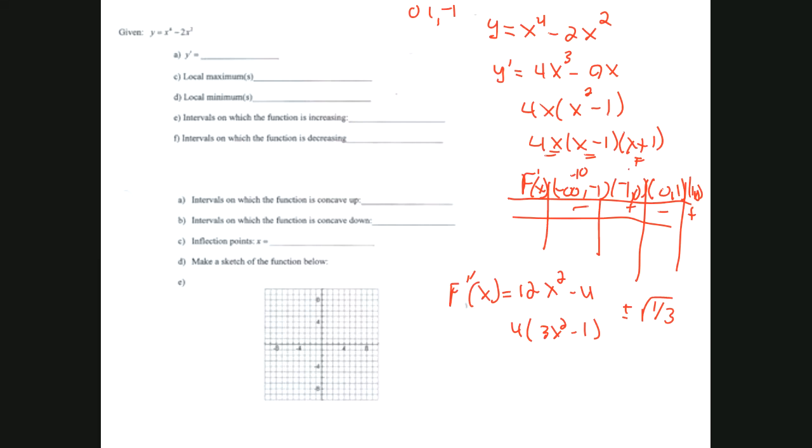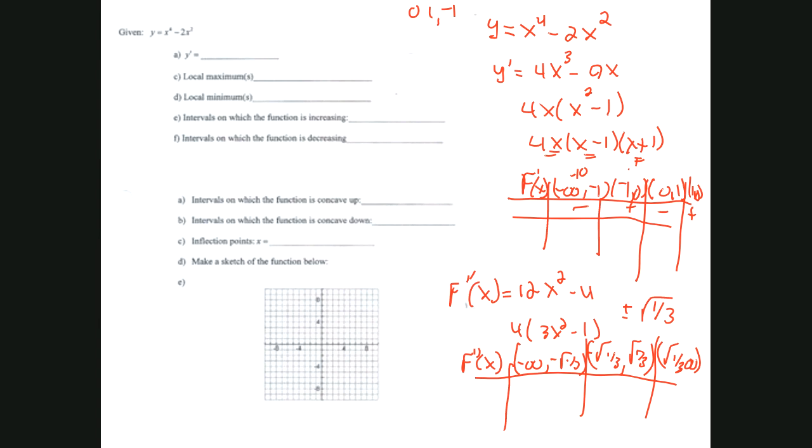So if I make my second derivative table, I'm going to end up with negative infinity to negative the square root of 1/3. Then I'm going to have negative square root of 1/3 to the square root of 1/3. That's my second interval. And my last interval is the square root of 1/3 to infinity. Now, I don't have to take that exact number.